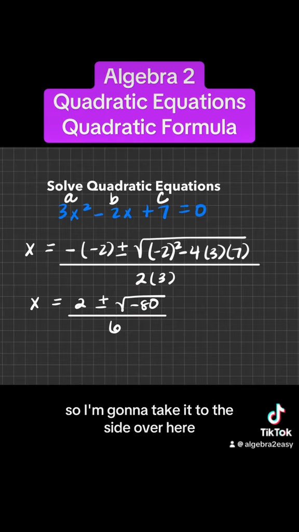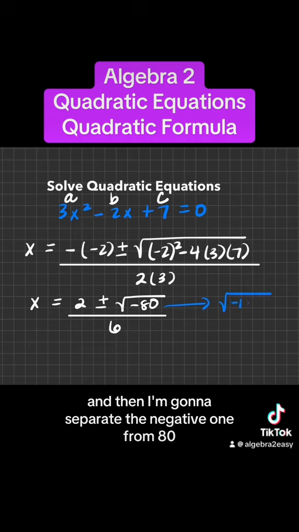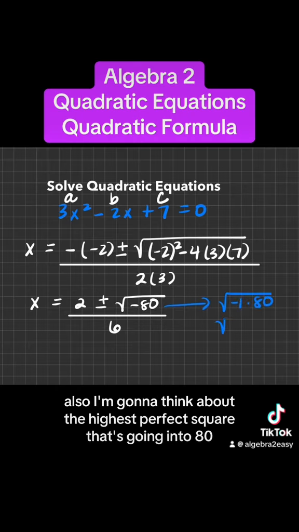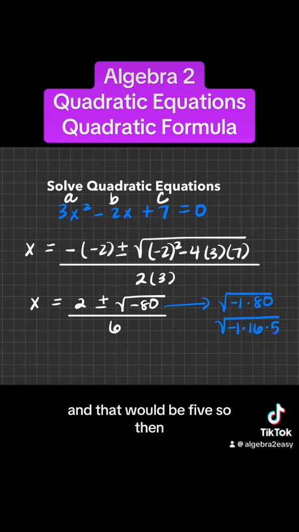So I'm going to take it to the side over here. And then I'm going to separate the negative 1 from 80. Also, I'm going to think about the highest perfect square that's going into 80. And that's going to be 16. But then 16 times what is 80? And that would be 5.